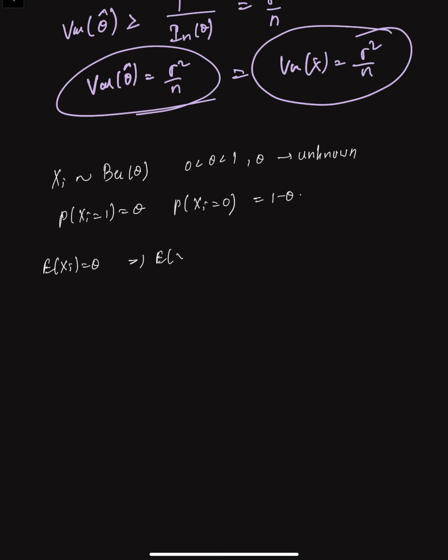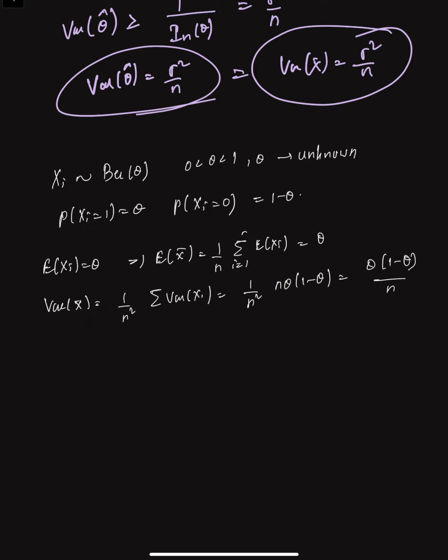So that means the expectation of x bar is nothing but 1 by n into summation i equals 1 to n of expectation of x_i, which is nothing but theta. So therefore x bar is unbiased for theta. Now the variance of x bar is nothing but 1 by n square into summation of variance of x_i, which is 1 by n square into n theta into 1 minus theta, which is theta into 1 minus theta by n.